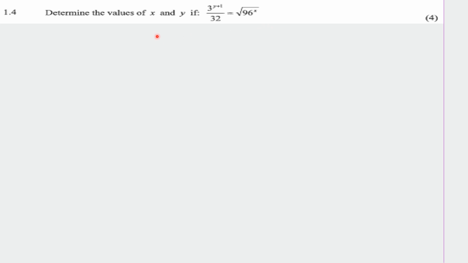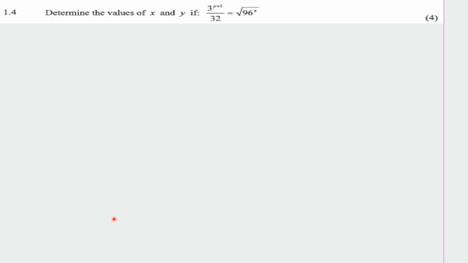So this is the last question. The last question, they say we must determine the value of x and y. This is actually a simultaneous equation in one equation. If 3 to the power of y plus 1 all over 32 is equal to the square root of 96 to the power of x. Okay.